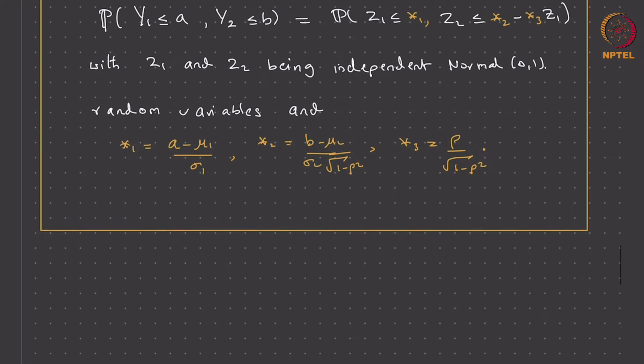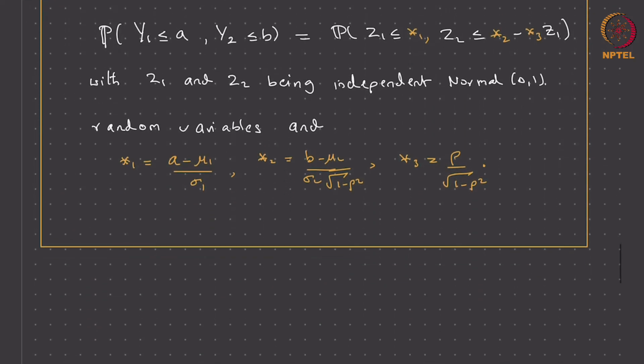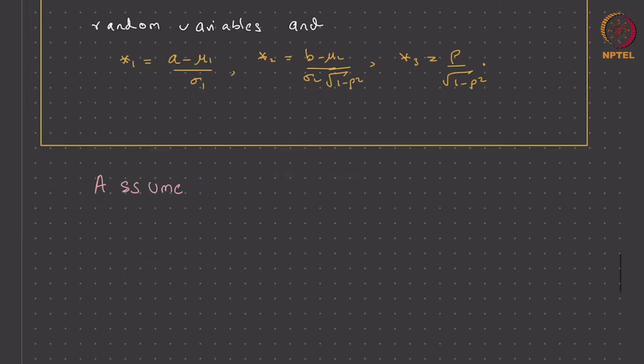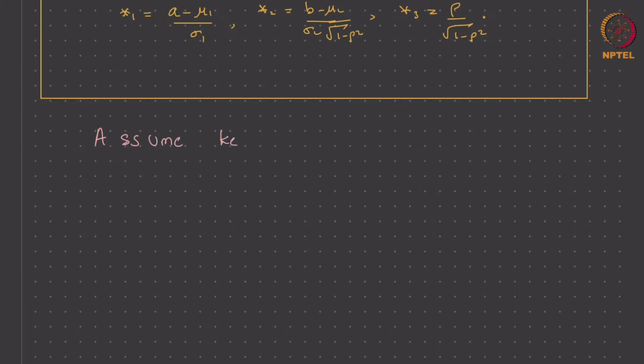Okay, let's try and finish the proof, assuming the claim. Let's assume the key step. And let's try and finish the proof.